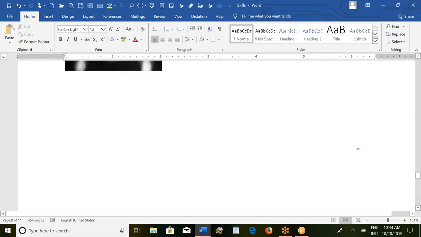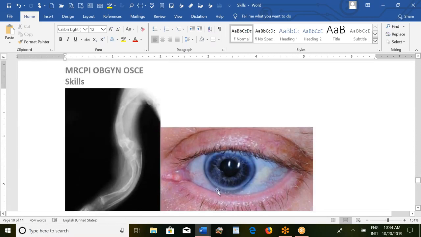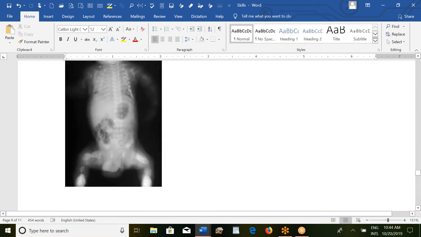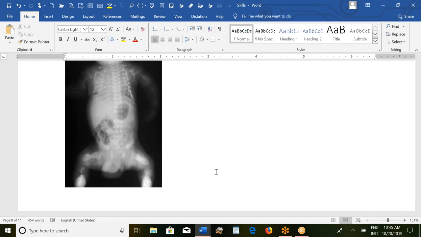Actually, your clue is from this blue sclera. Yes, that is a point. There is a name for it, Hurler sign or something, I don't know. I will agree with you. But they will not ask you about the names. They will just show you an X-ray and ask what's wrong with this baby.